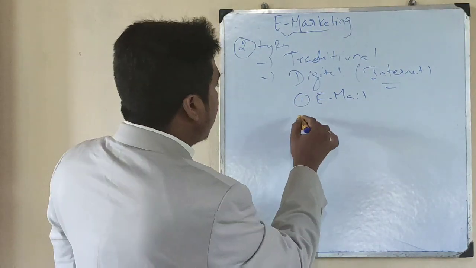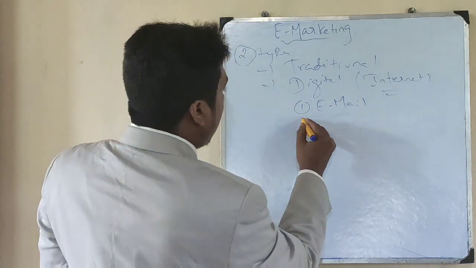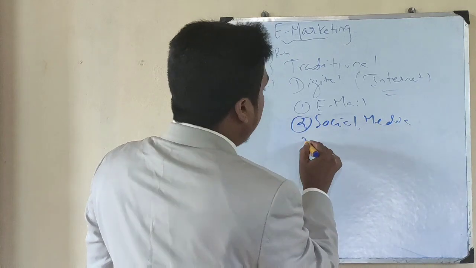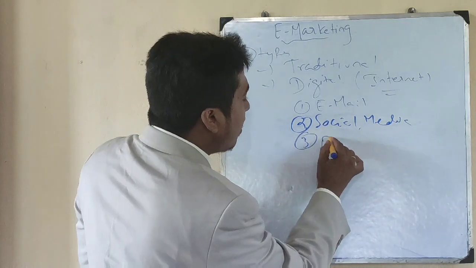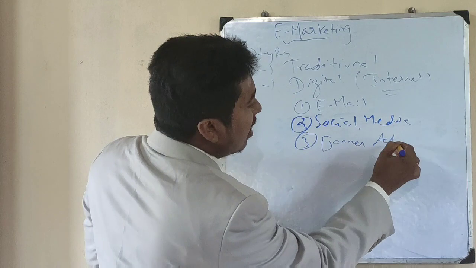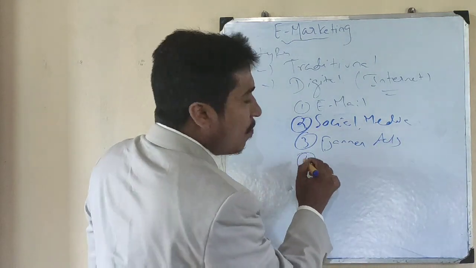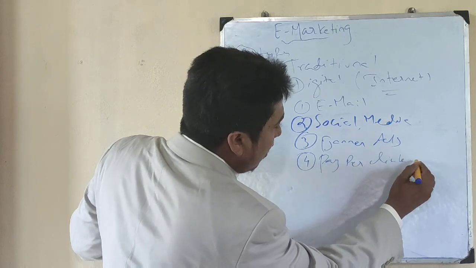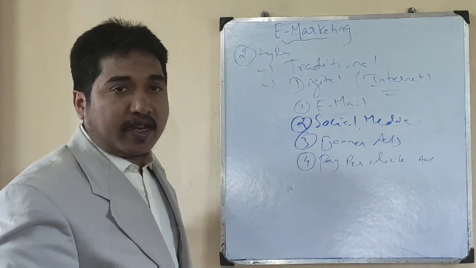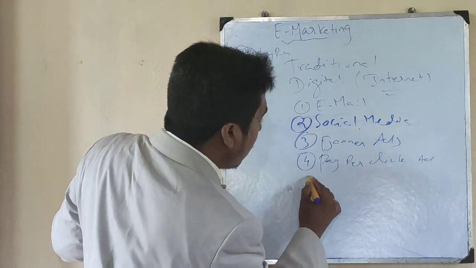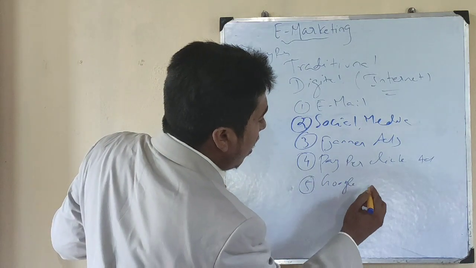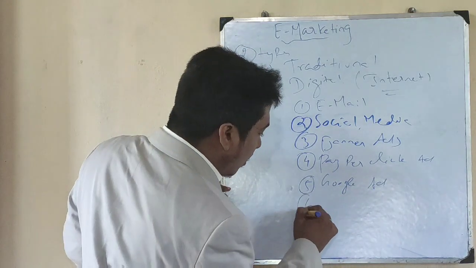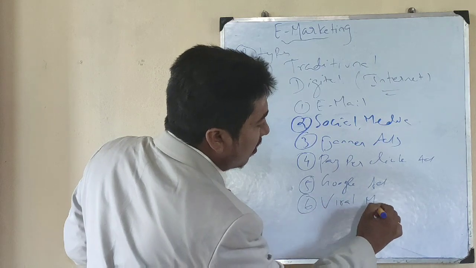And the next one, after email marketing, the second is social media based e-marketing. The third is banner ads based e-marketing. The fourth is pay per click ad based e-marketing. Another is Google ad based e-marketing. And one more is represented as viral marketing.